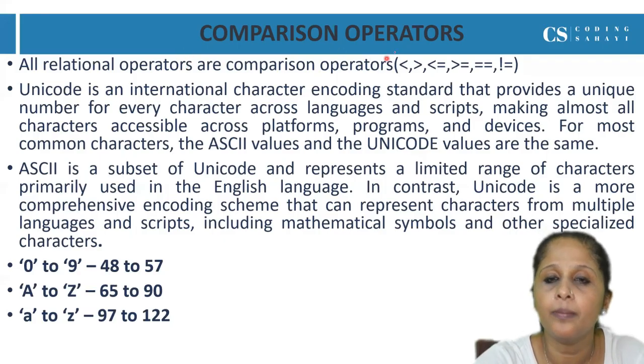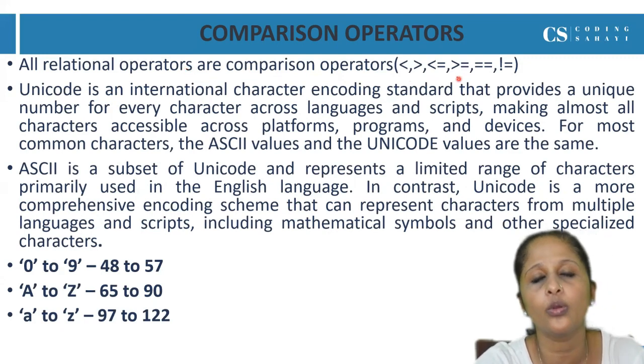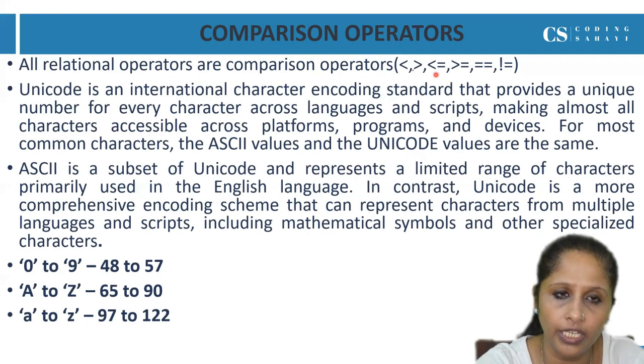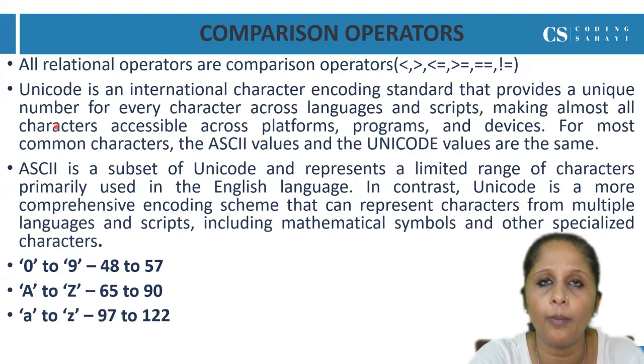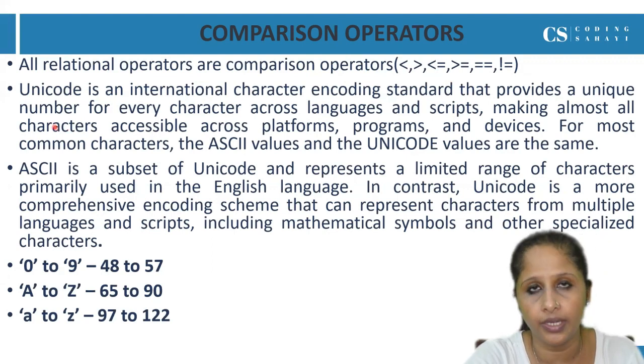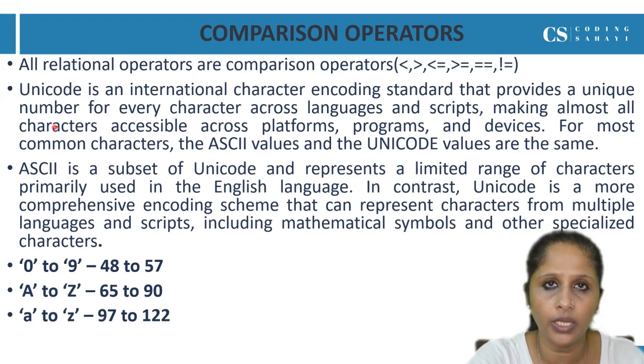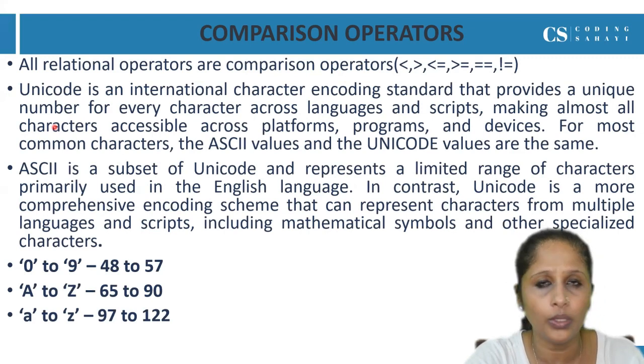So next we have comparison operators. You know the comparison operators, that is our relational operators like less than, greater than, less than or equal to, greater than or equal to, double equal to and not equal to. So how do these relational operators work with strings? See, with an integer it is okay, 2 less than 5, it is true, like that we know. But what about our strings?